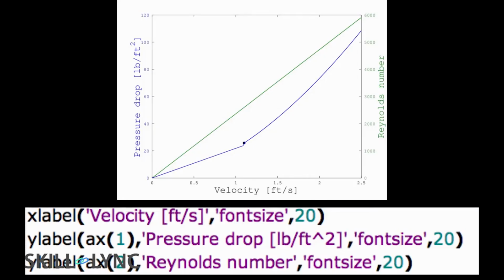Finally, we assign labels to the x and y axis. Since we have two y-axis variables, we will use the handle ax(1) to refer to the left hand axis and ax(2) to refer to the right hand side. You can modify the font size of the text using the FontSize attribute.